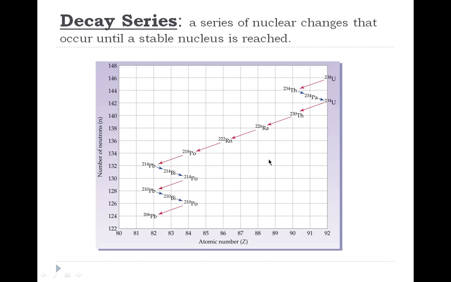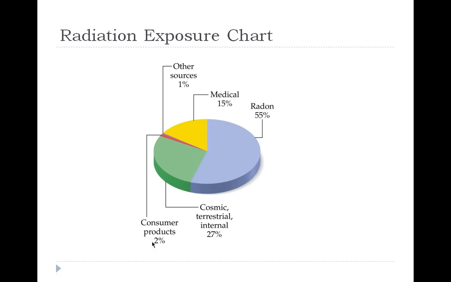The key is that they keep breaking apart until they have the most stable nucleus so that it doesn't break apart anymore. Notice, again, we have neutrons on the y-axis and protons on the x-axis. And uranium-238 is decaying down all the way until it finally reaches the band of stability, which is that appropriate ratio of protons to neutrons.